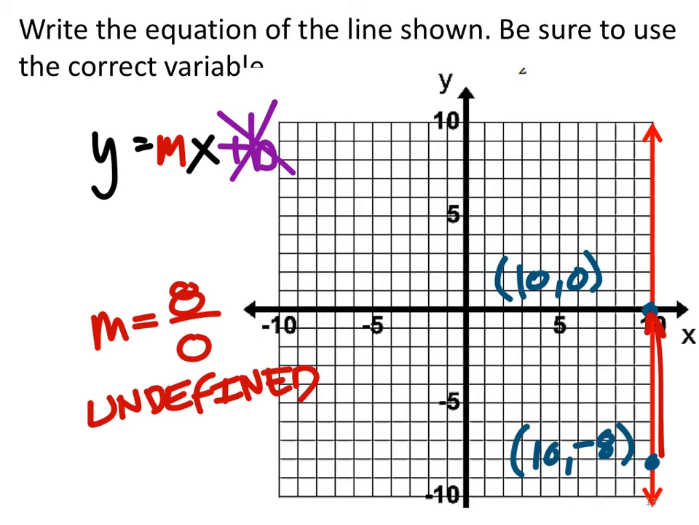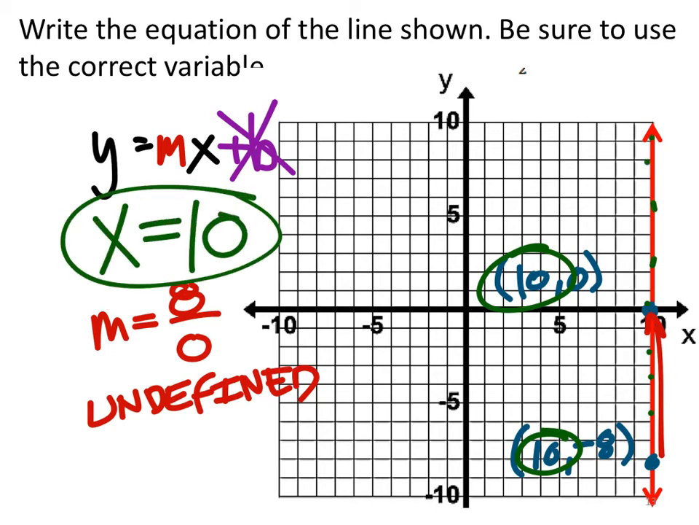So what this means is that we can't use slope-intercept form. But what this does also tell us is that the x value is 10 and the x value is 10. Not only those 2 points, but everywhere else on this line, it's 10. So the equation for this is x equals 10. Done. Because x is always going to be 10, no matter what the y value is. That's pretty nice.